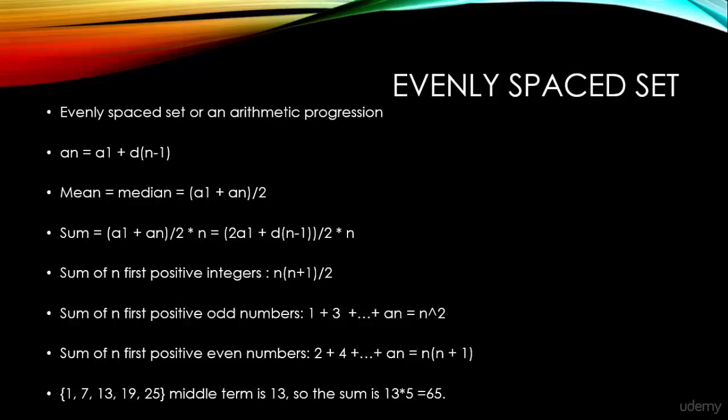If the first term is a1 and the common difference of successive members is d, then the nth term of the sequence is given by an is equal to a1 plus d into n minus 1. In any evenly spaced set, the arithmetic mean or average is equal to the median and can be calculated by the formula mean is equal to median is equal to a1 plus an by 2, where a1 is the first term and an is the last term.